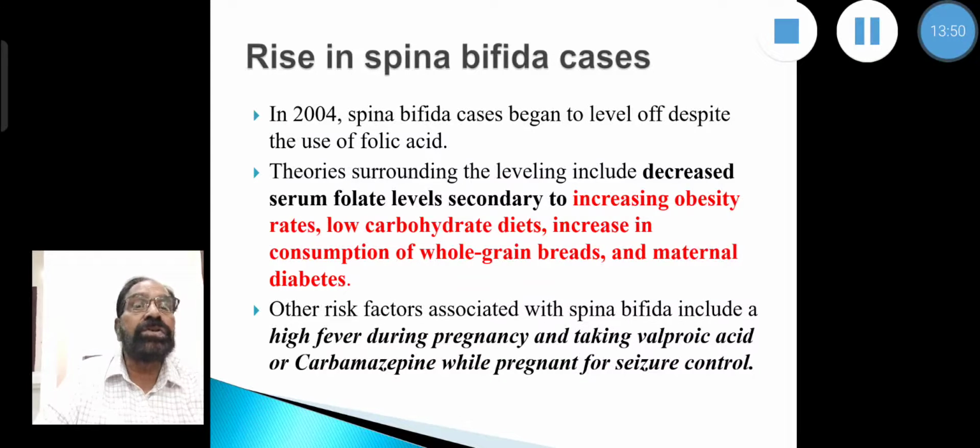Other risk factors associated with spina bifida include high fever during pregnancy, taking valproic acid or carbamazepine while pregnant for seizure control.